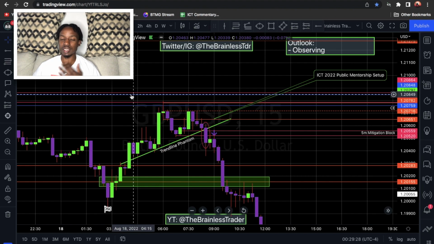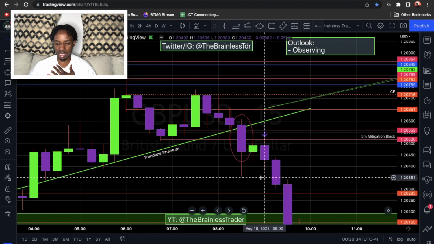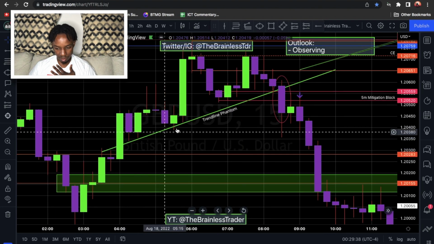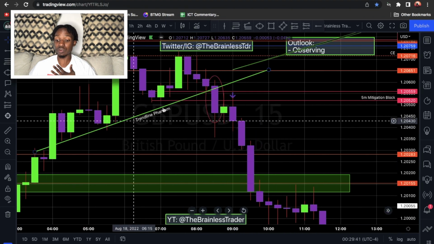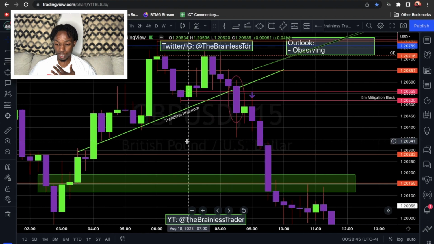Well, here is exactly that, except now we're prepared for it because it's something that ICT teaches and that we're looking for, right? So let's just break down all the things that I have on the chart. The trend line is just a basic trend line. Now, we're looking for price to breach that trend line, basically to break it, right?